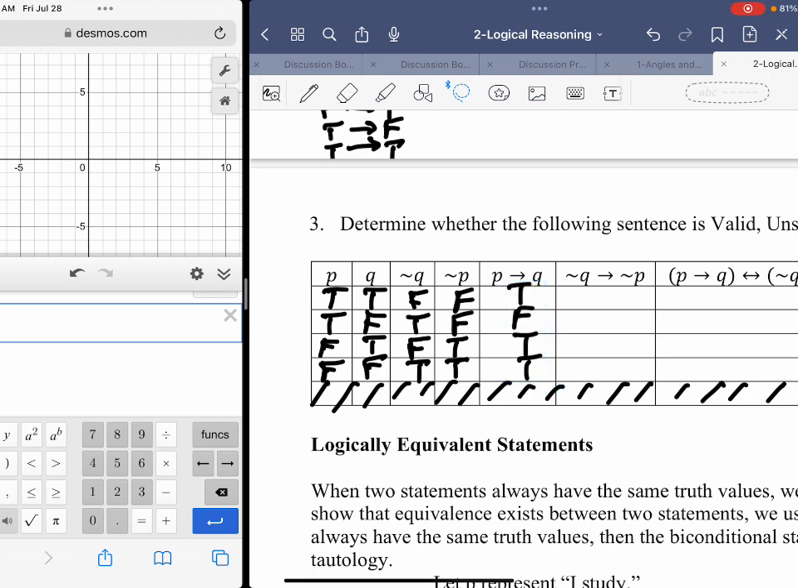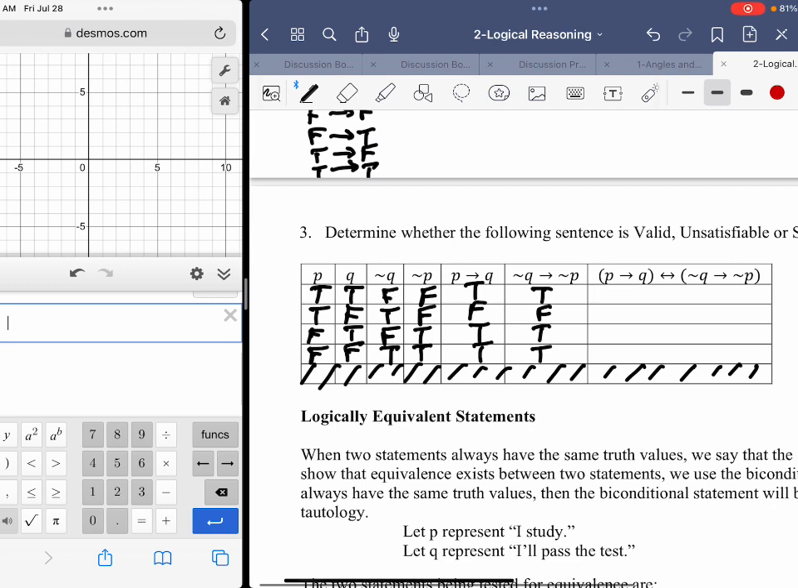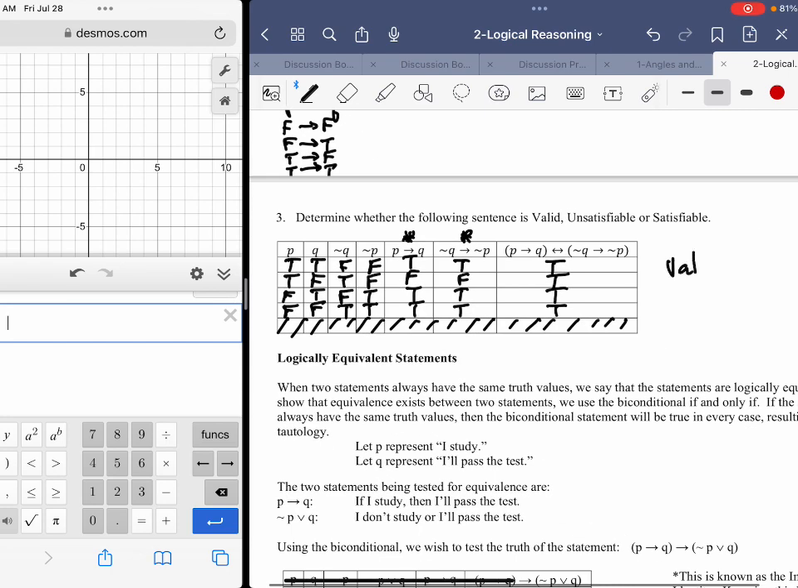Not Q implies not P. I could just grab that from here. So that's going to be true, false, true, true. And now you can see for the last column, I have true for the first one because the two components that make up that biconditional, this one and this one, they're made up of the same ingredients. True then true is true, false then false is true. True then true is true, or really true if and only if true. And the same thing for the last one. All right, so this is valid, also known as a tautology.